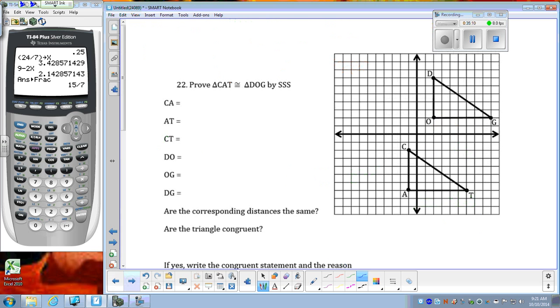22. Another one of my proofs here. I want to prove that triangle CAT is congruent to triangle DOG. CA has a length of 5. AT has a length of 7. And CT has a length of, let's see, I went up 5 and then over 7. So 5 squared plus 7 squared, which is 74, and I square root that.